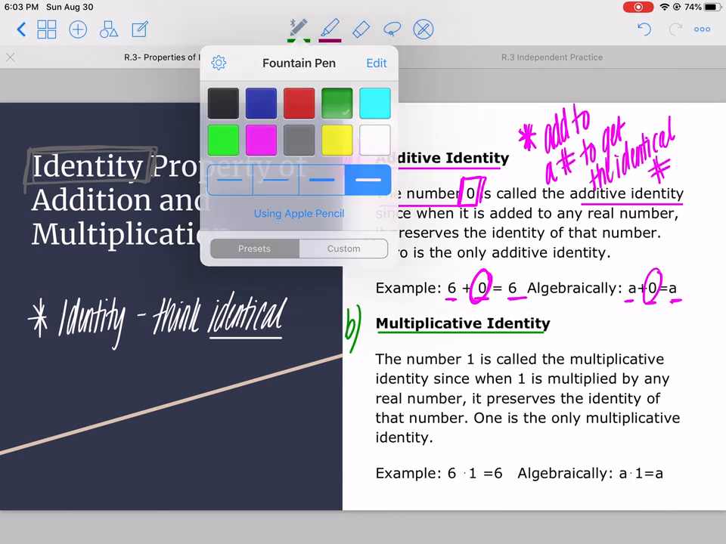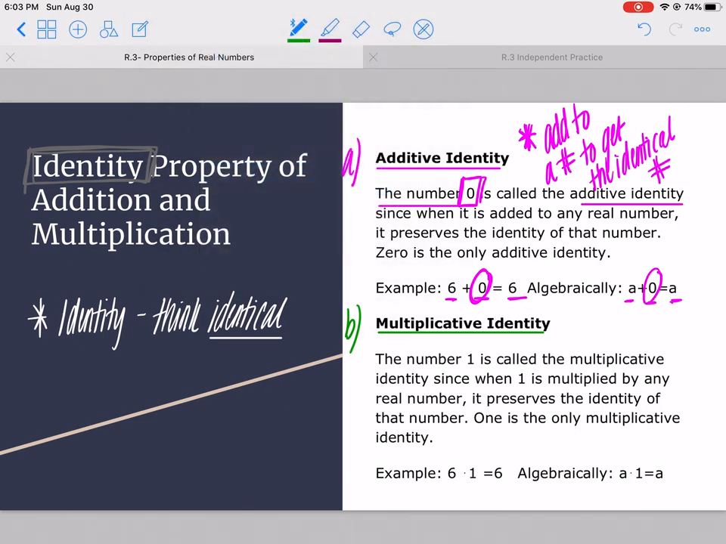Similar for the multiplicative identity. That's kind of a hard word to say. You should practice saying it out loud. Your parents or your siblings will think you're kind of weird or cool, whichever one. Okay, multiplicative. So the multiplicative identity, we say, is the number 1. And the reason it's the number 1 is because when it multiplies times a number, it gives you the identical number back. Okay, 1 is the only number that does that.